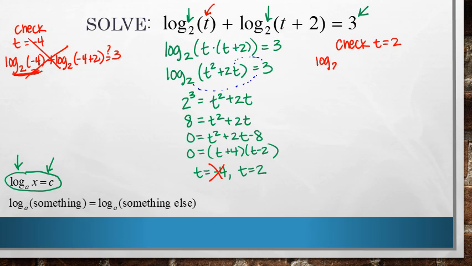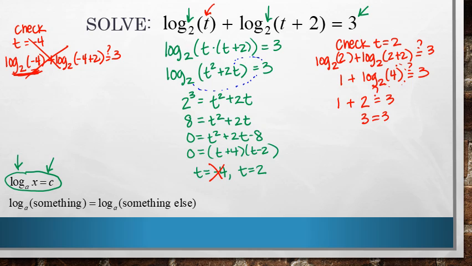When I substitute that in, I get log base 2 of 2 plus log base 2 of 2 plus 2. Does that equal 3? Well, log base 2 of 2 is 1 because 2 to what power is 2? And that's 1. This simplifies to log base 2 of 4. Log base 2 of 4 is 2 to what power is 4? And that's 2. And I get 3 equals 3. So that checks. So our solution is just 2.